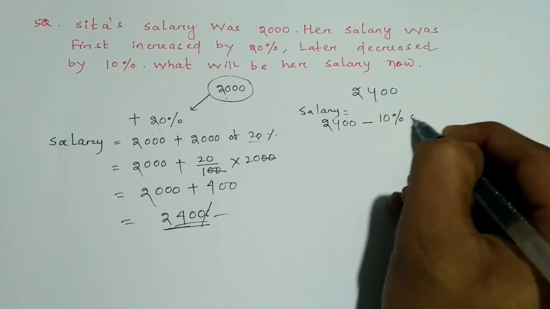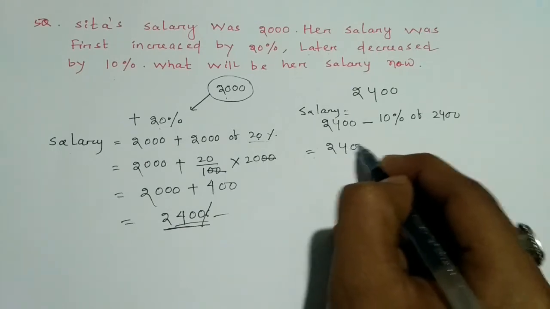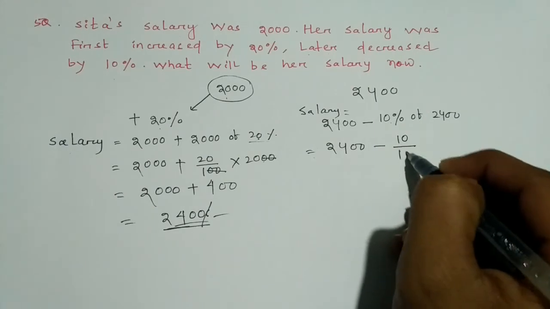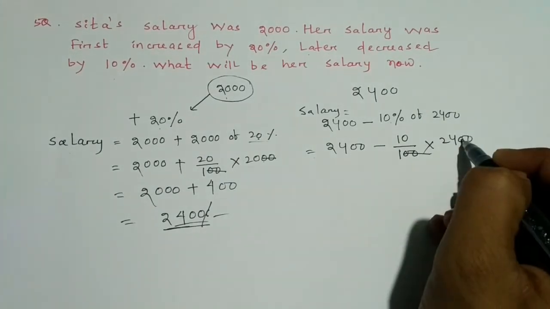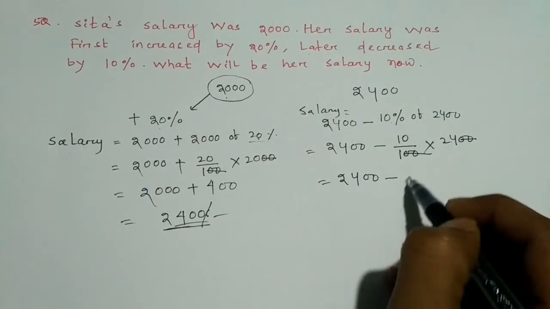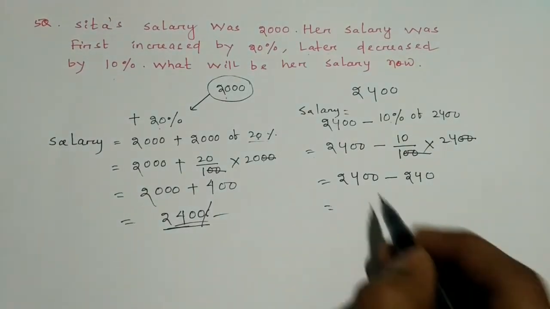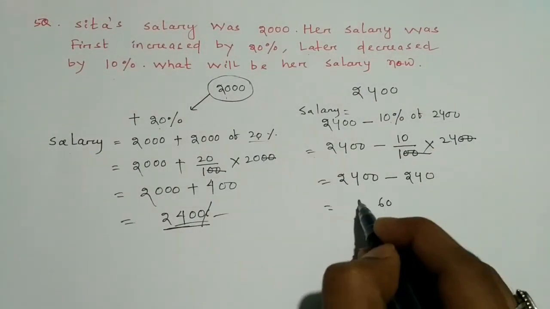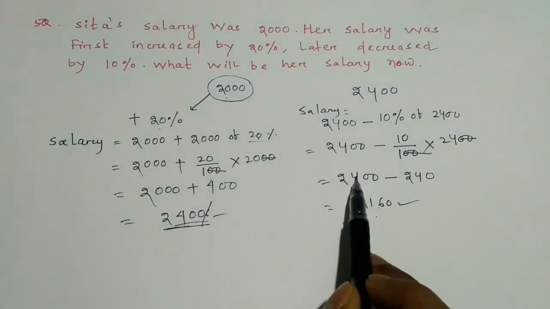So 10% of 2400. So 2400 minus 10% of 2400. 10% means 10 by 100, of means multiplication, 2400. The zeros get cancelled. So 2400 minus 10 into 24, that is 240. Doing the subtraction: 0 minus 0 is 0, 3 minus 4, borrowing, we get 6, and 3 minus 2 is 1.